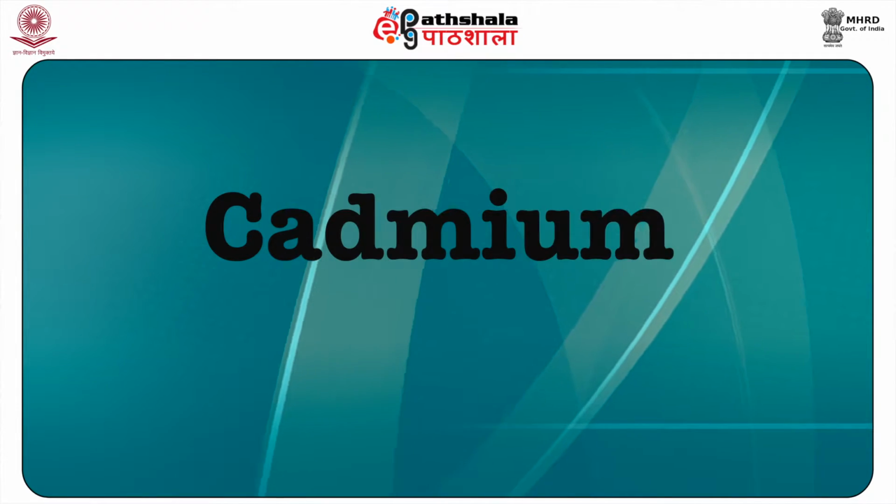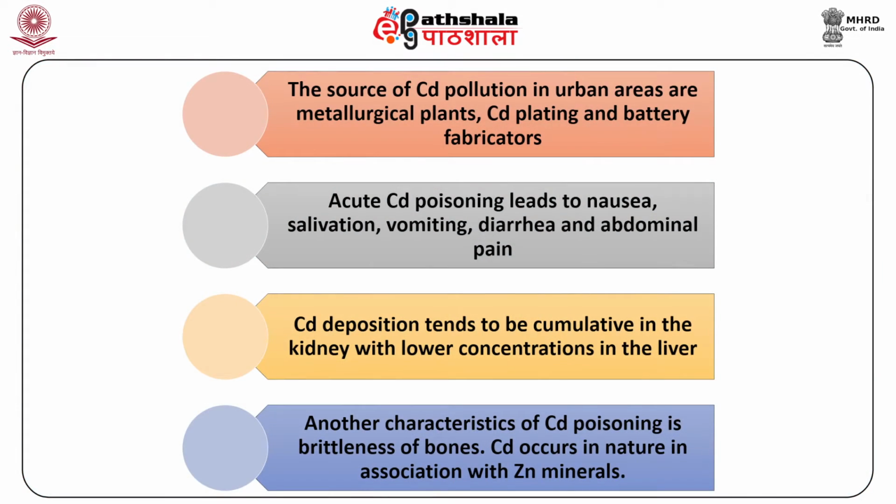Cadmium. The sources of cadmium pollution in urban areas are metallurgical plants, cadmium plating, and battery fabricators. Acute cadmium poisoning leads to nausea, salivation, vomiting, diarrhea, abdominal pain. Cadmium deposition tends to be cumulative in the kidney with lower concentrations in the liver. Another characteristic of cadmium poisoning is brittleness of bones. Cadmium occurs in nature in association with zinc minerals.